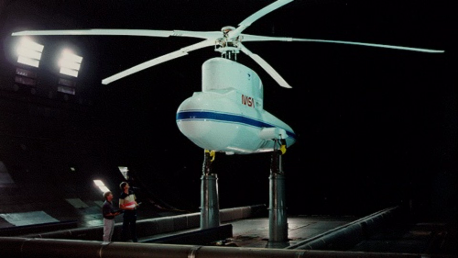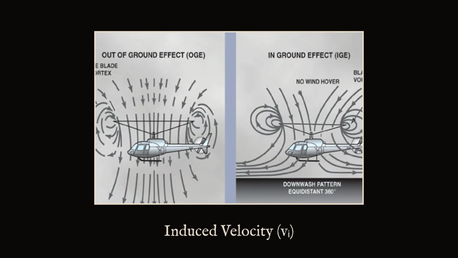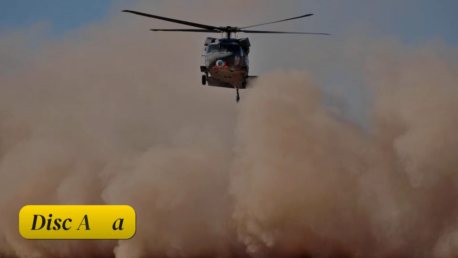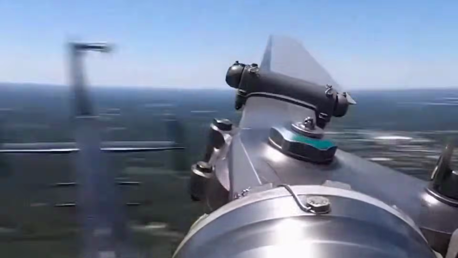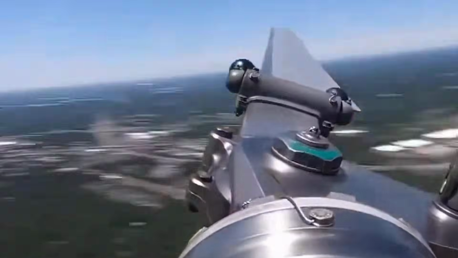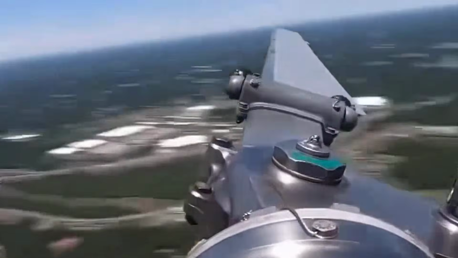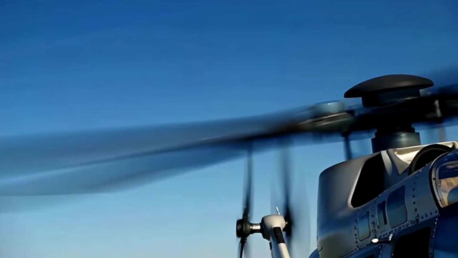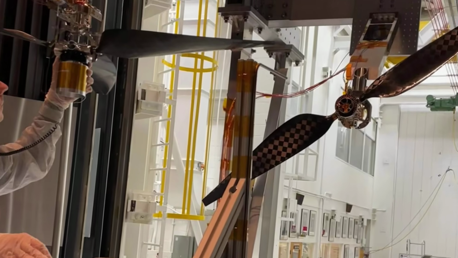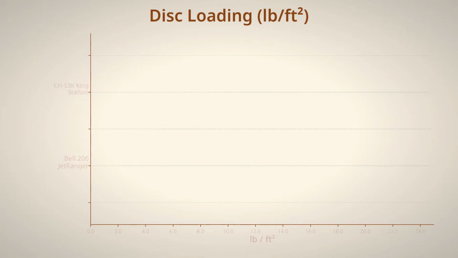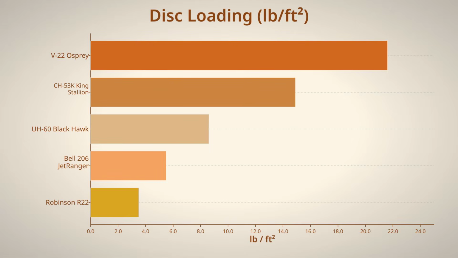Momentum theory puts a number to this. Induced velocity equals the square root of thrust divided by 2 times air density and disk area. The larger and faster the disk, the less velocity needed to support the aircraft's weight. Rotor tips slice the air at 200 to 240 meters per second, always kept just below the speed of sound to avoid destructive forces. Disk loading, the weight divided by the swept area, shows the trade-off.